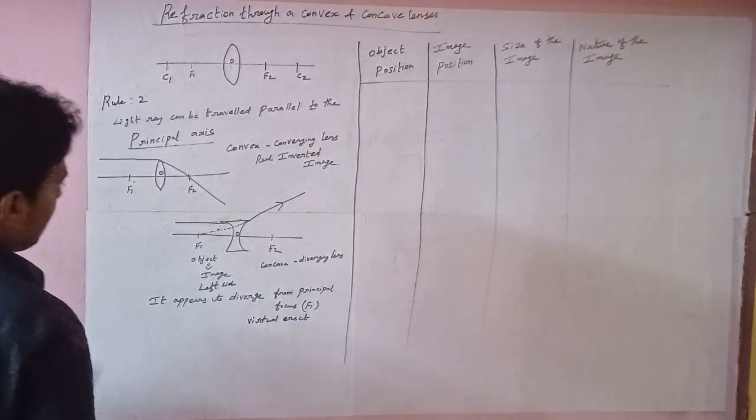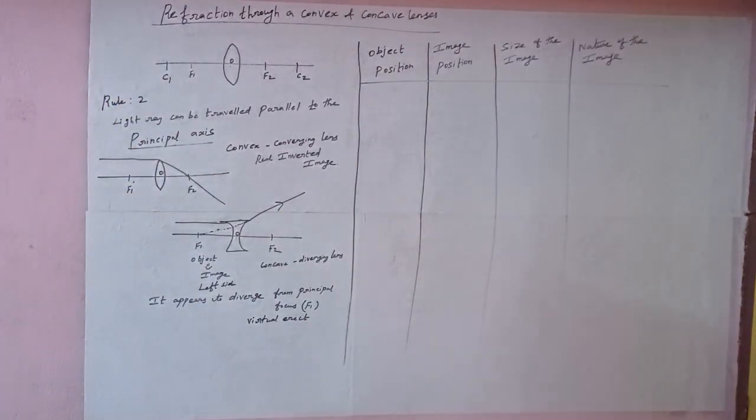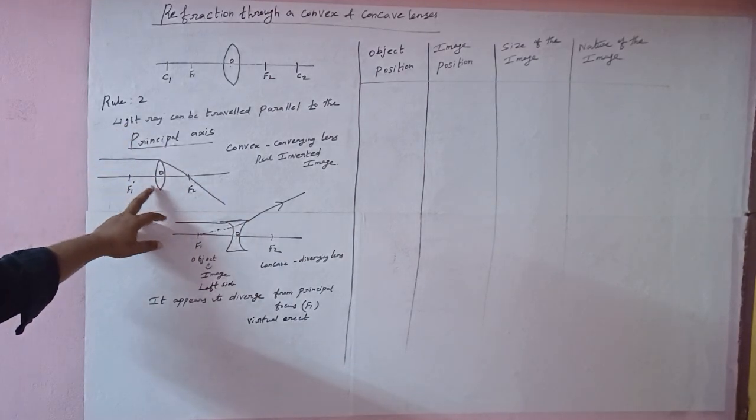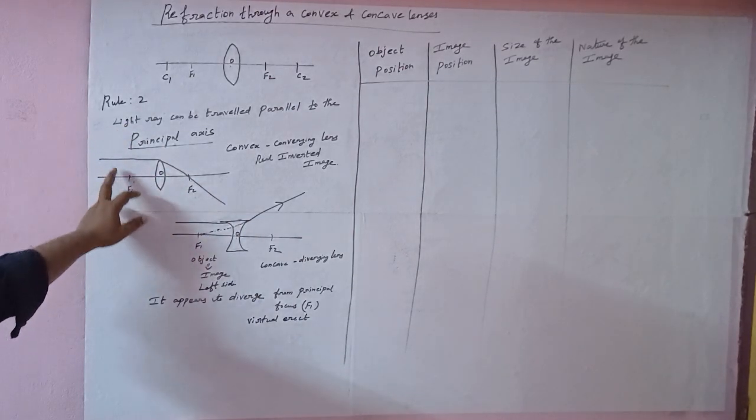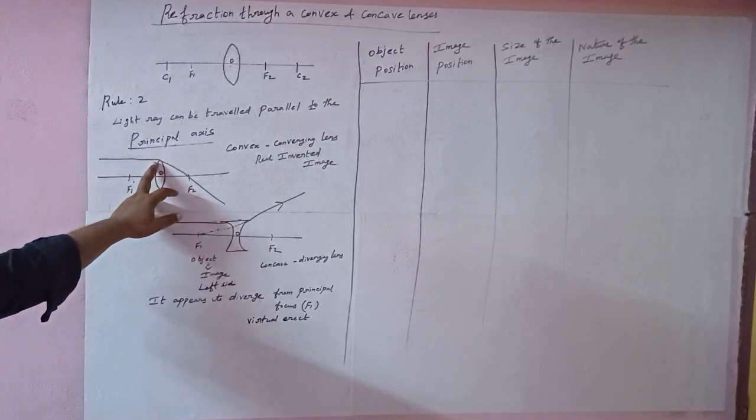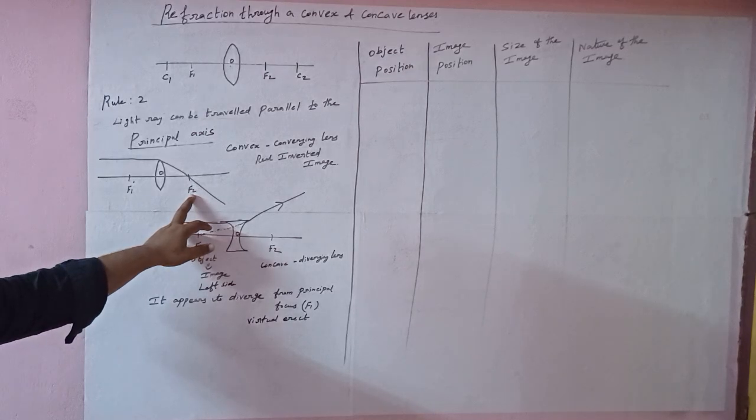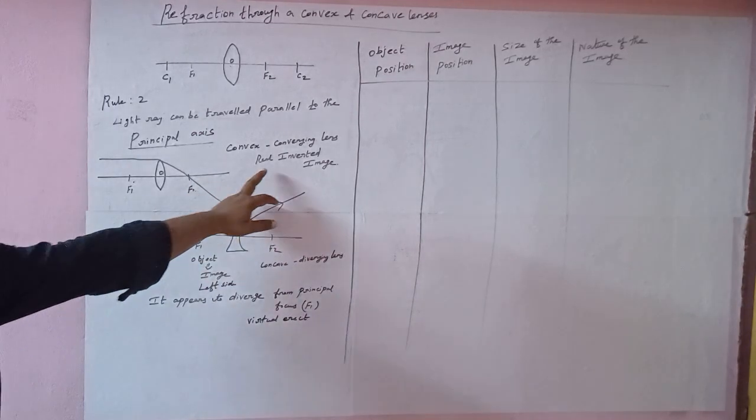Okay, for example, this is rule 2. Let me repeat. If you consider the convex lens, the light ray can travel parallel to the principal axis. So the light ray will fall on the convex lens. Then the light ray will be bending. The bending of light ray will be converging at F2. So we will get the image real and inverted.